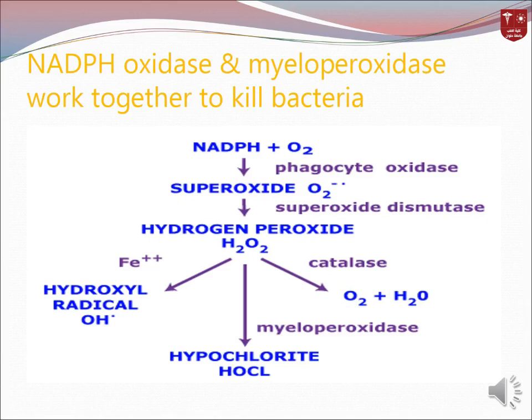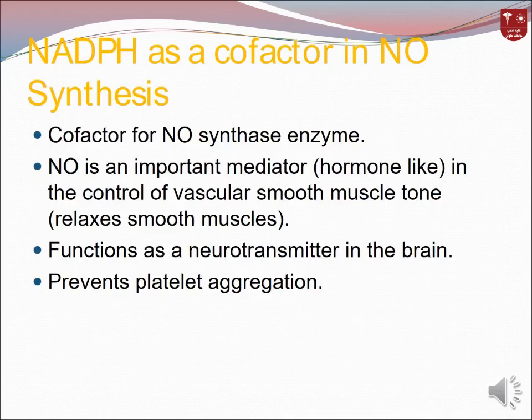It requires NADPH and it releases free radical. So we understand from here that free radicals can be released during bacterial killing. Infections in general increase the production of free radicals and oxidative stress inside the cell. NADPH can also act as a cofactor in NO synthesis.